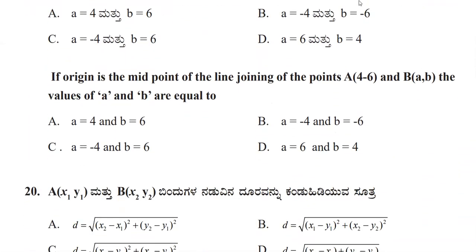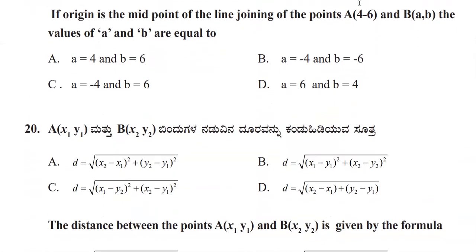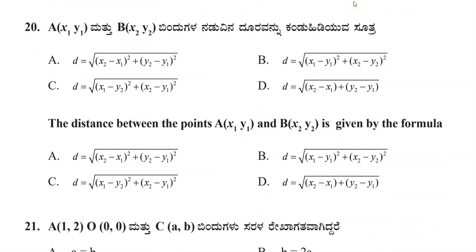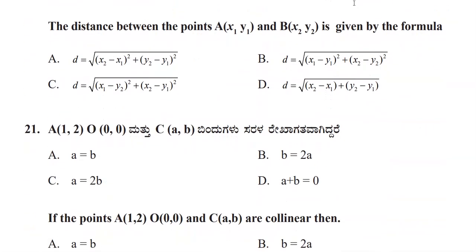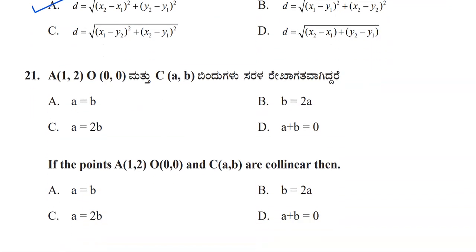Next, question number 19. If origin is the midpoint of the line joining the points A of 4, minus 6 and B of a, b, the values of a and b are equal to. The correct answer is option C, a is equal to minus 4 and b is equal to 6. Next, question number 20. The distance between the points A of x1, y1 and B of x2, y2 is given by the formula. The correct answer is option A, d is equal to root of x2 minus x1 whole square plus y2 minus y1 whole square.